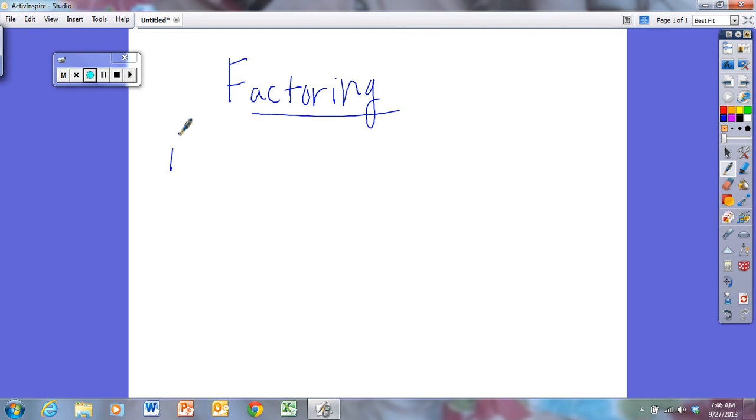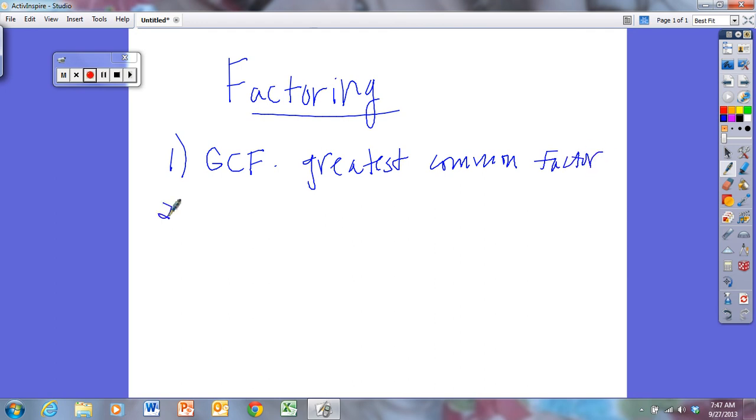There are 3 types of factoring. The first type is GCF, greatest common factor. We're going to do that mostly today. And you always look for this first. When factoring, you always look for a GCF first. 2 is the difference of perfect squares.